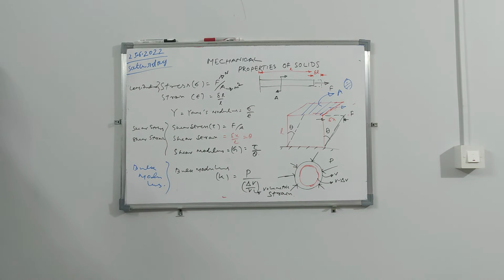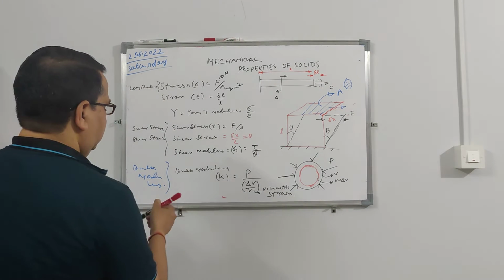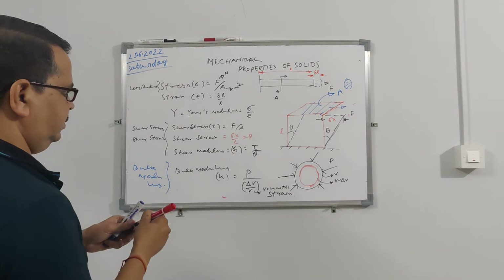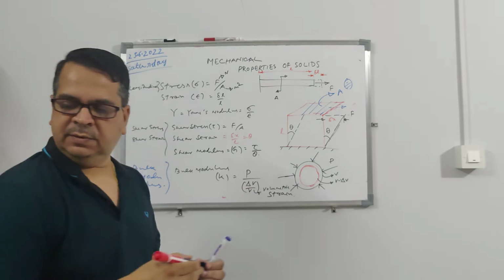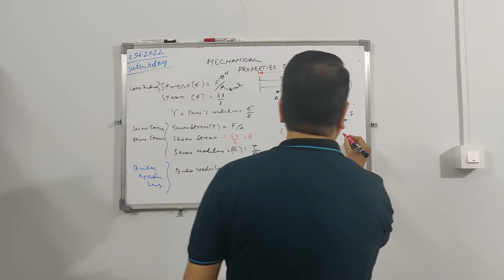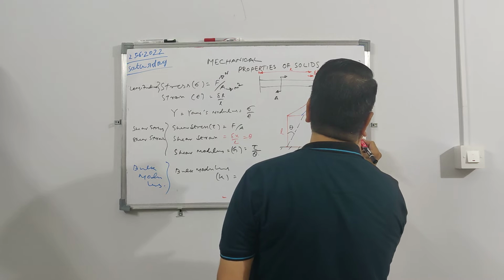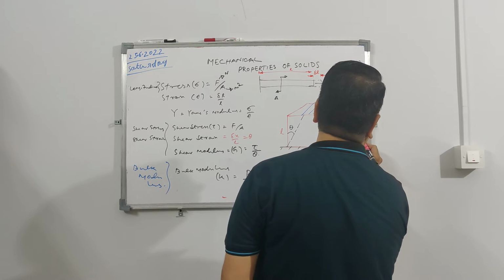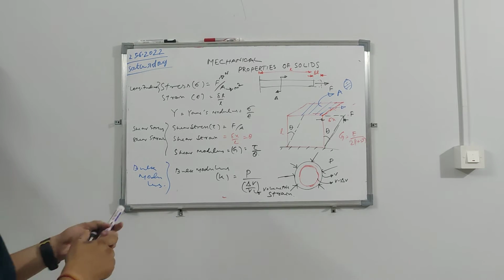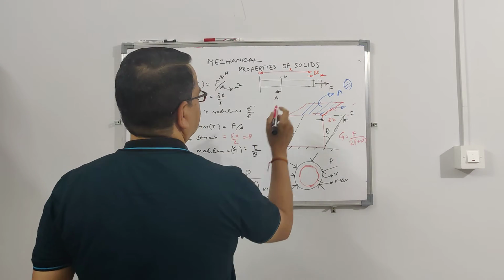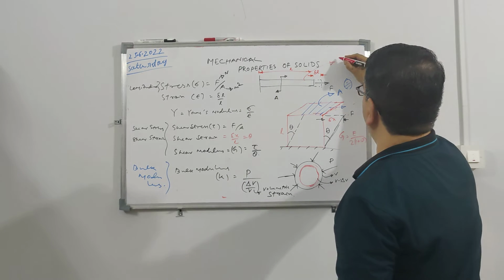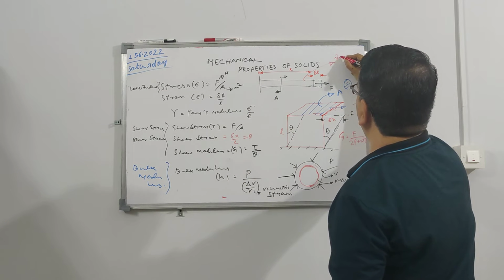And there is one relationship between E and G. Just remember this, I have seen some JEE questions. It has come like G is equal to E divided by 2 into 1 plus nu. So what is this nu? This nu is the Poisson's ratio. I'll give you the meaning of Poisson's ratio.